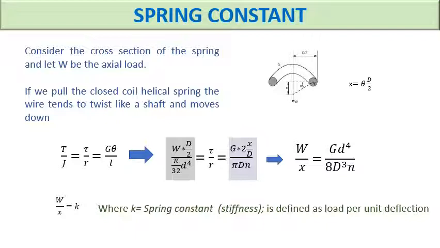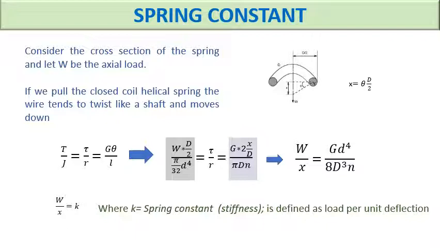We can substitute theta as 2 into x by D, and L is the length of the wire, that is pi D into N. Pi D is the circumference, and N is the total number of turns in the spring. So if you equate the first term and the last term in this equation, we get capital W by x, given by G d to the power 4 divided by 8 D cubed N.